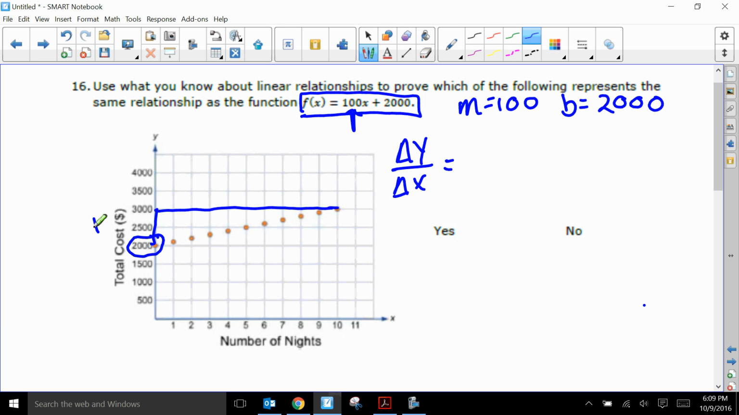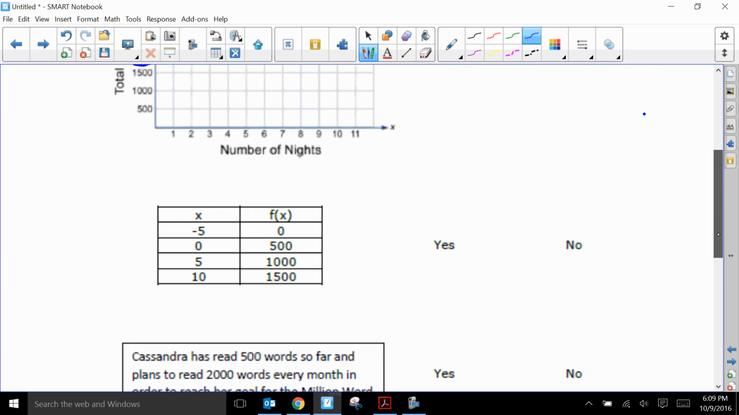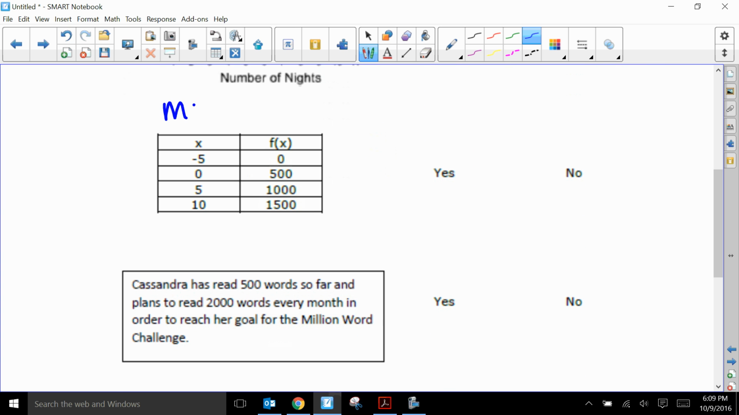I increased by 1,000 and I increased by 10. So the change in my y was 1,000, change in my x was 10, and then I can see that my slope is 100. So my slope's 100, my y-intercept is 2,000, so yes, this one works. Let's look at the next one. Remember, I'm looking for a slope of 100, a y-intercept of 2,000.